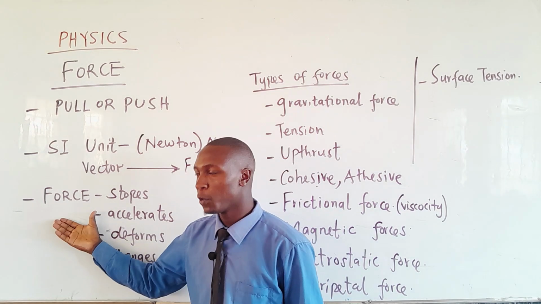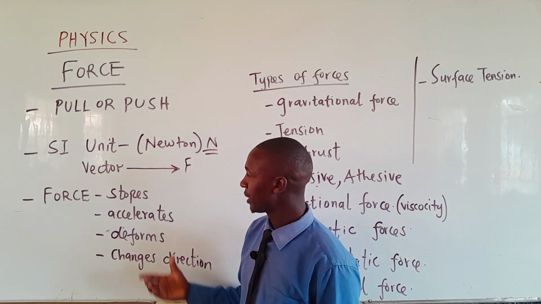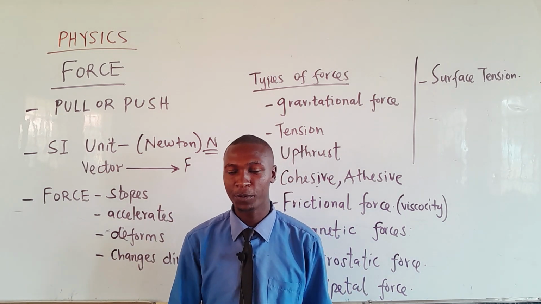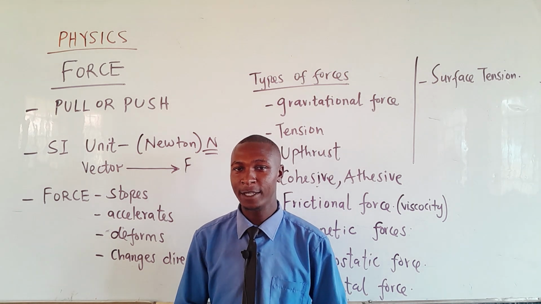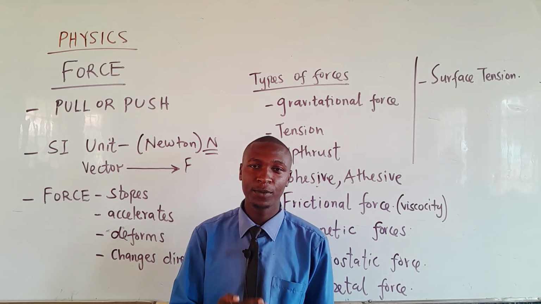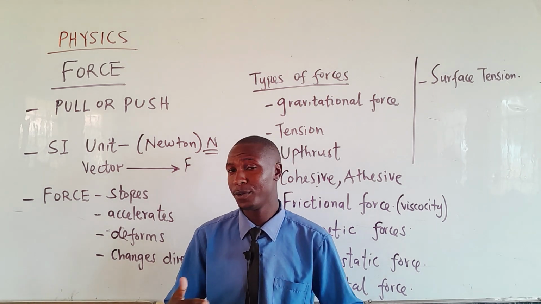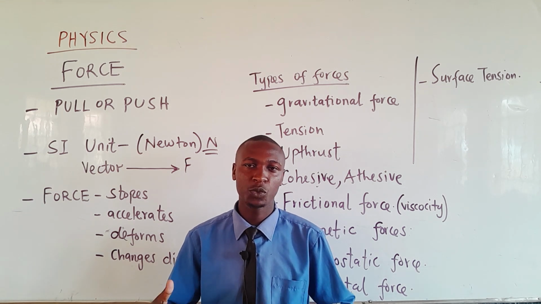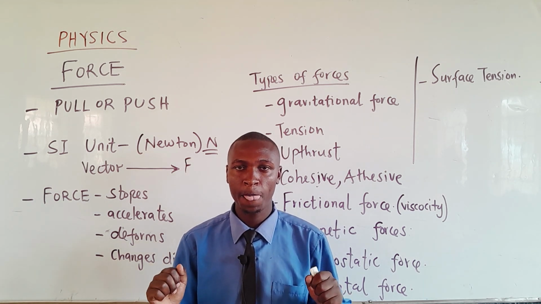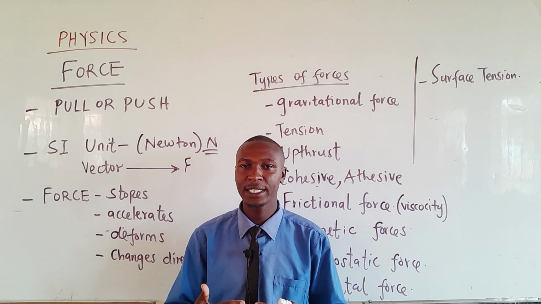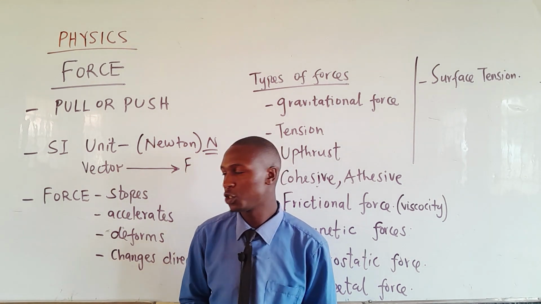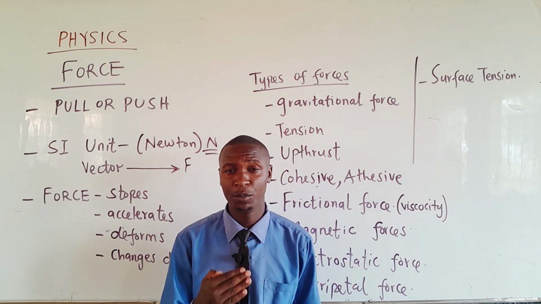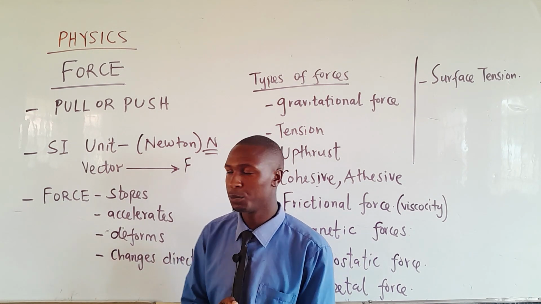Now, what does force do? Force can stop a body. Let's say a body is moving with a given velocity or with a given acceleration. That body can be stopped, and what stops it is what we call force. If you subject a force on that body that is moving, then you will have stopped the body. So a force can stop a moving body.